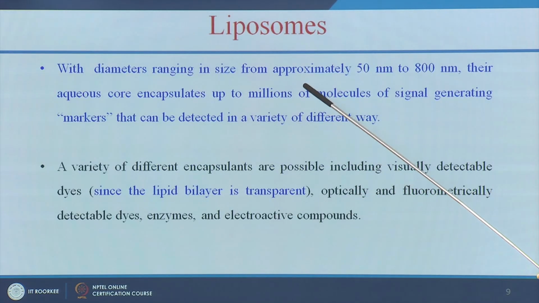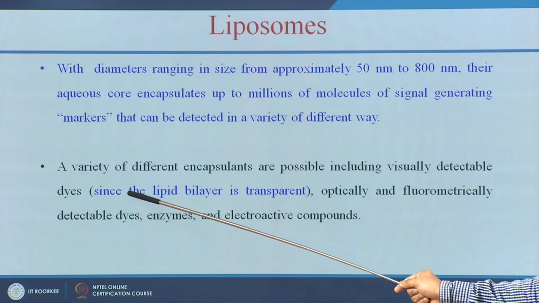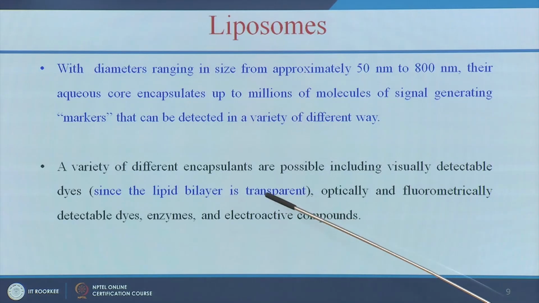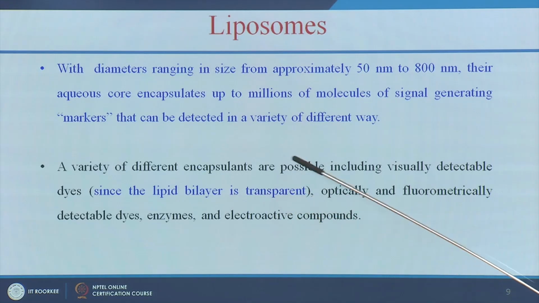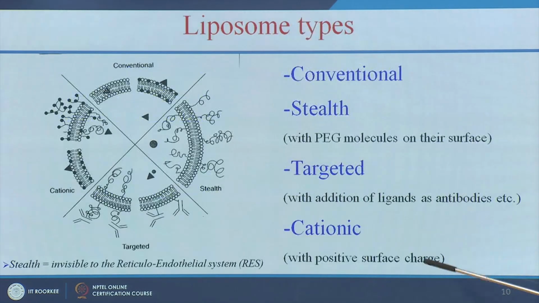Another important property is that the liposome size can be varied from 50 nanometer to 800 nanometer, so we can load more amount of drugs, anti-cancer drugs or any therapeutic molecule. Another important property is that the lipid bilayer is transparent, so we can use fluorescent material, and we can also use it for various imaging and diagnostic applications.